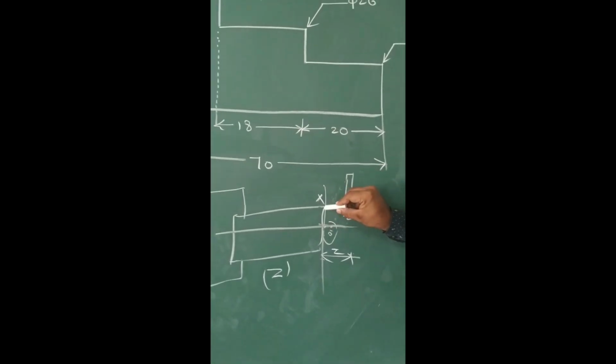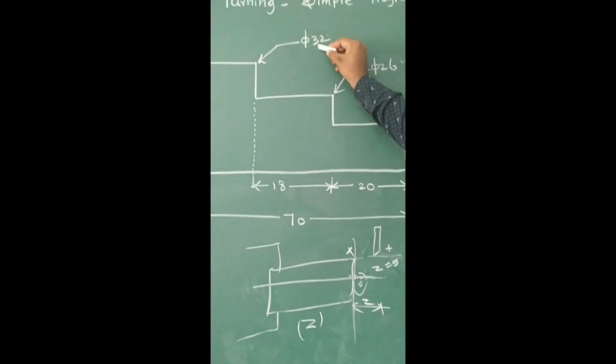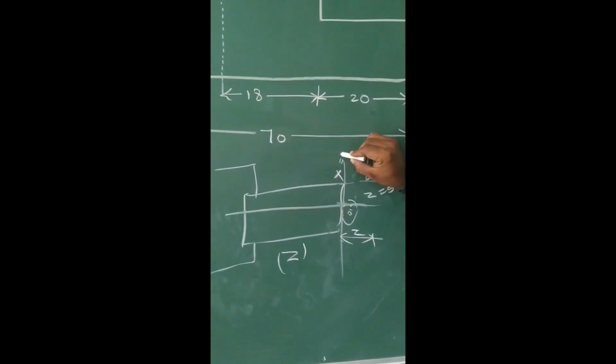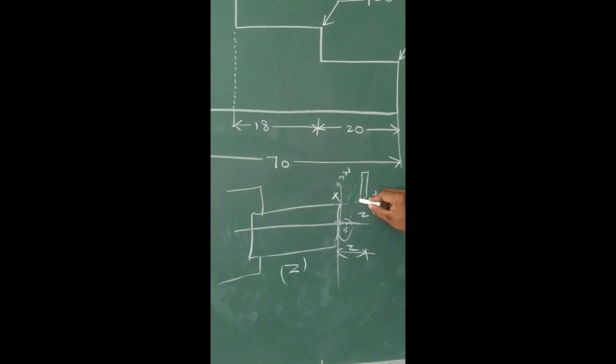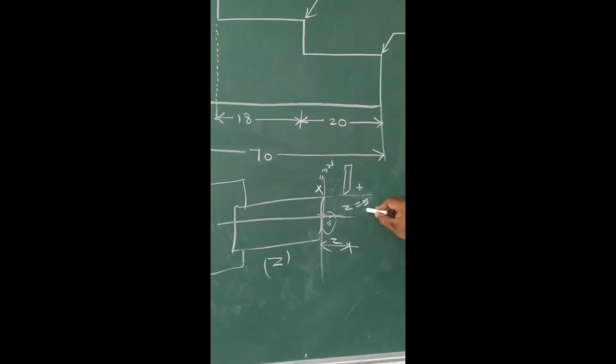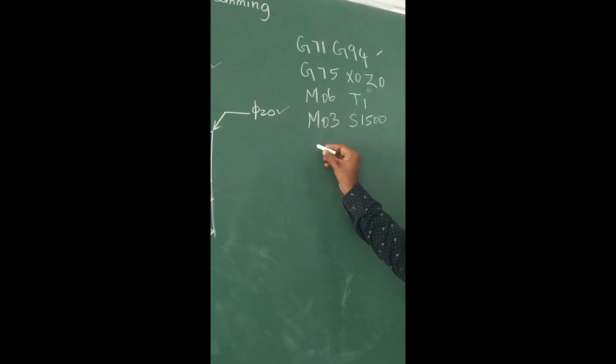We have to find this diameter also. What is the diameter? The total diameter here is 32. So here x is equal to 32. At this point I am going to place the tool. So the x value is 32, the z value is 5. So I have to write the command based on these values. So I am going to write a command.